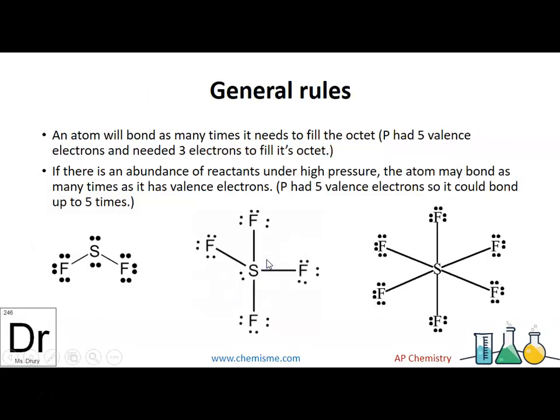Sulfur is the same way. So sulfur has 6 valence electrons. It might only need to bond twice. This would be under normal conditions. But if there's an abundance of fluorine under high pressure, the fluorine might now, because it's so electronegative, attract those extra electrons. And it can bond 4 or as many as 6 times because sulfur has 6 electrons to share. So for each electron it has, it can share that electron. And those electrons are going into its d orbitals.